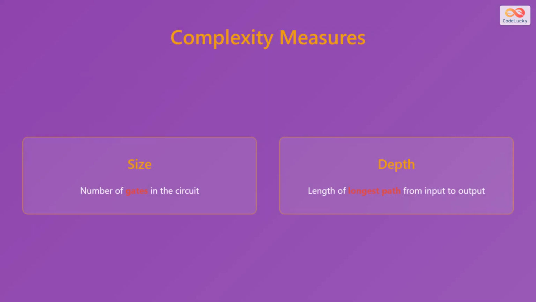When analyzing circuits, we use specific measures to quantify their complexity. The first measure is size, which refers to the total number of gates in the circuit. The second measure is depth, which is the length of the longest path from any input node to the output node. Both size and depth provide insights into the resources required to compute a function using a circuit.